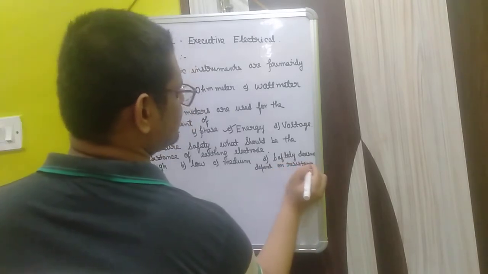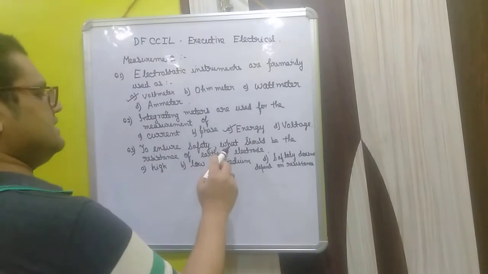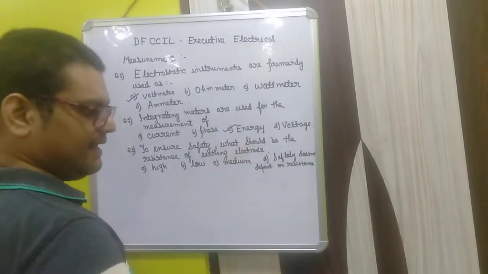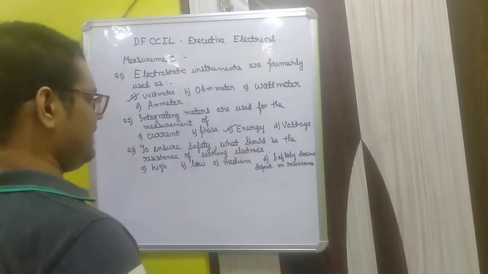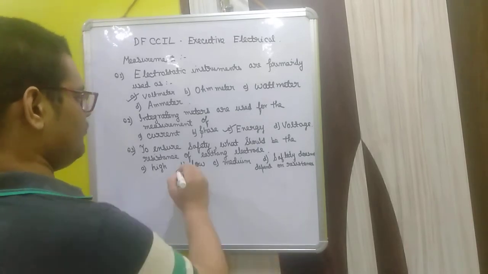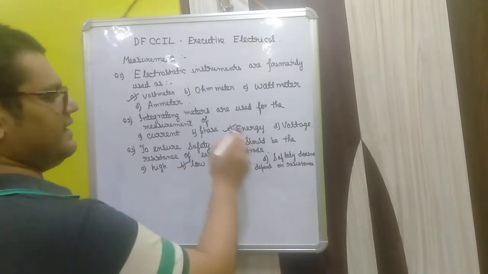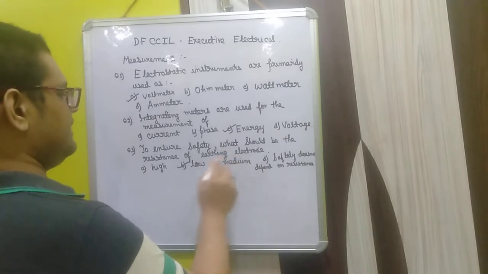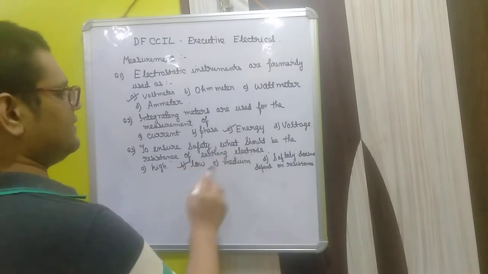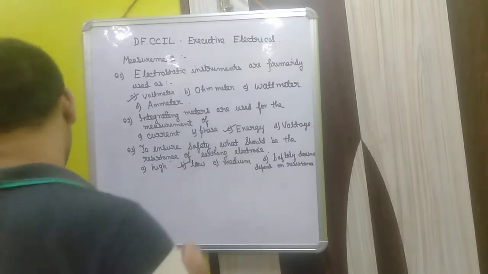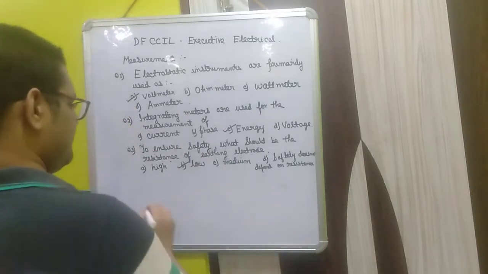If you find any question on maintaining safety with the electrode used for earthing, the resistance of the earthing will always be low. It is very easy to memorize: if they ask the resistance of the earthing electrode, our answer will always be low. So now I come to the fourth question.